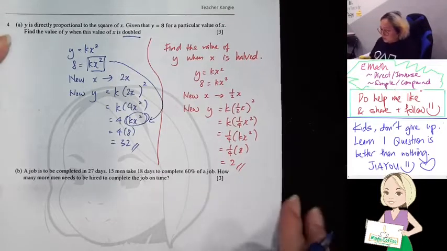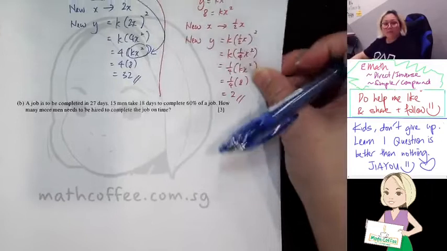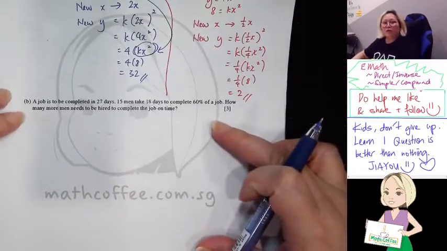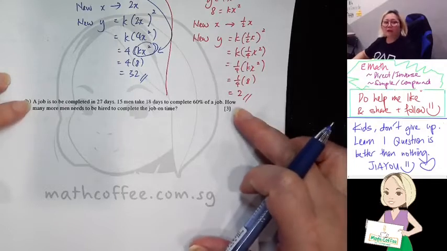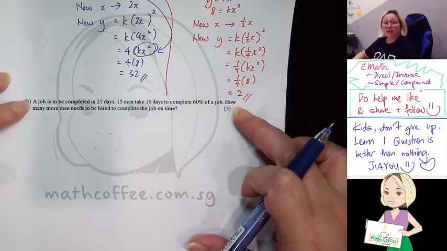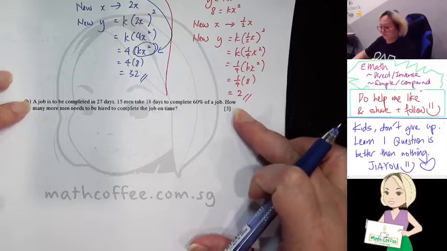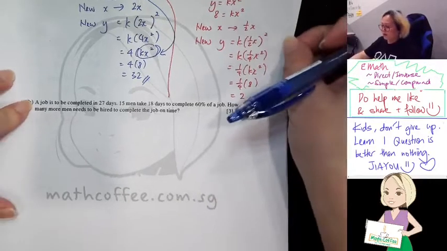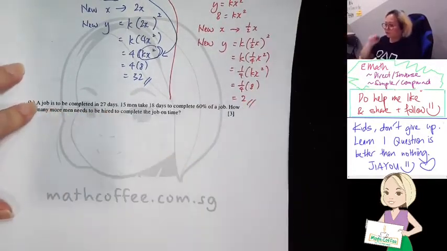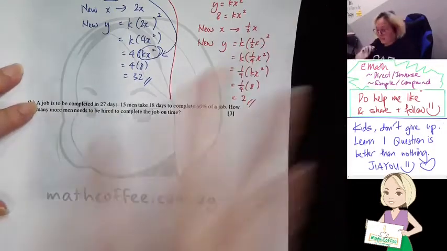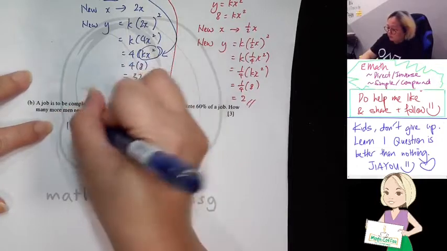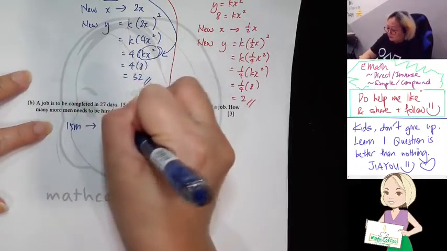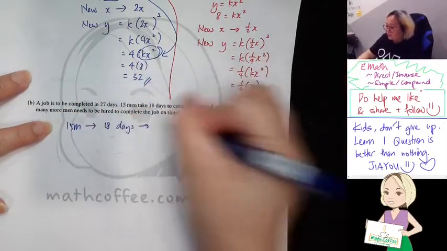Good. Let's move on. Okay, now B. This kind of question, remember just now I taught you all the 3 variables? So when this kind of question comes out, the 3 variables method can solve it easily. So let's put in what we have. A job is to be completed in 27 days. That means your deadline is 27 days. Then they tell you that 15 men take 18 days to complete 60%.